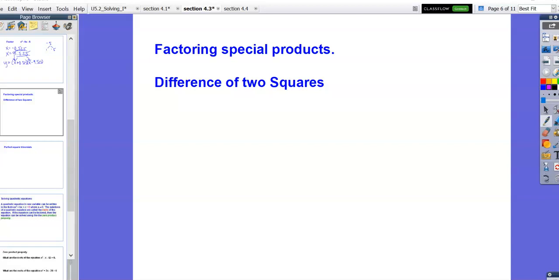All right, we're also going to talk about factoring special products. First one I want to talk about is the difference of squares. Difference of squares will be written in the form x squared minus c. Notice how there's no bx term. That's always the case when you have a difference of squares special product.